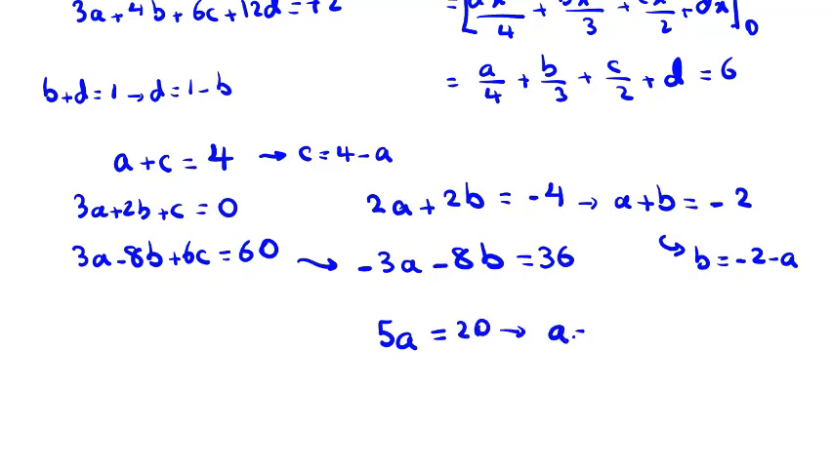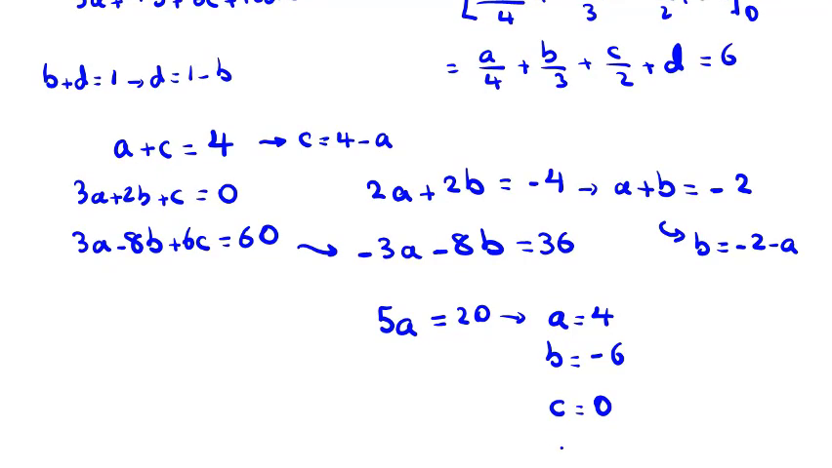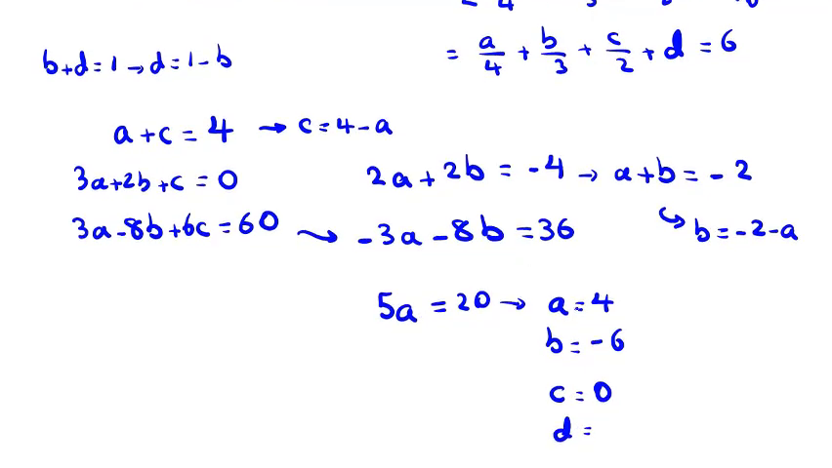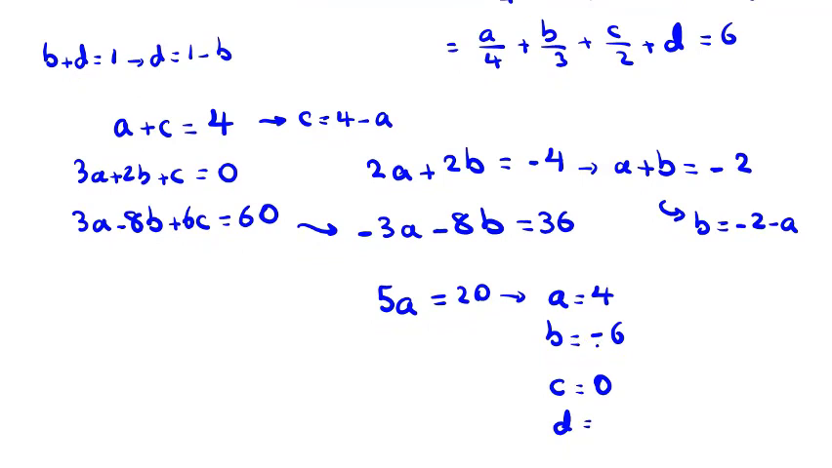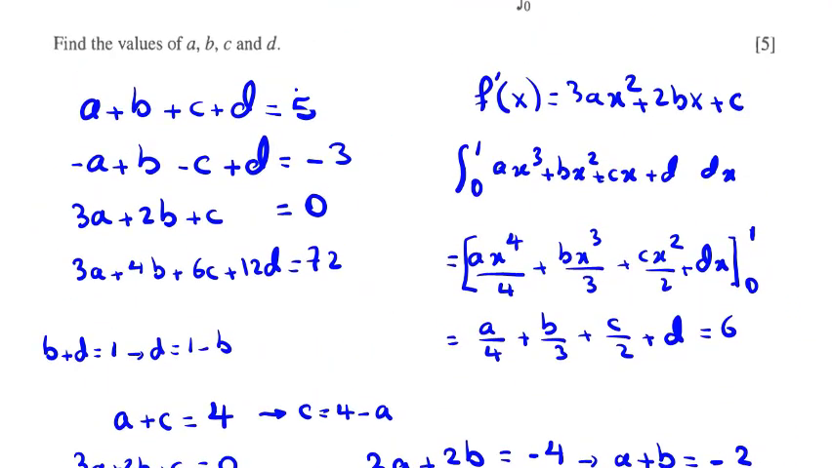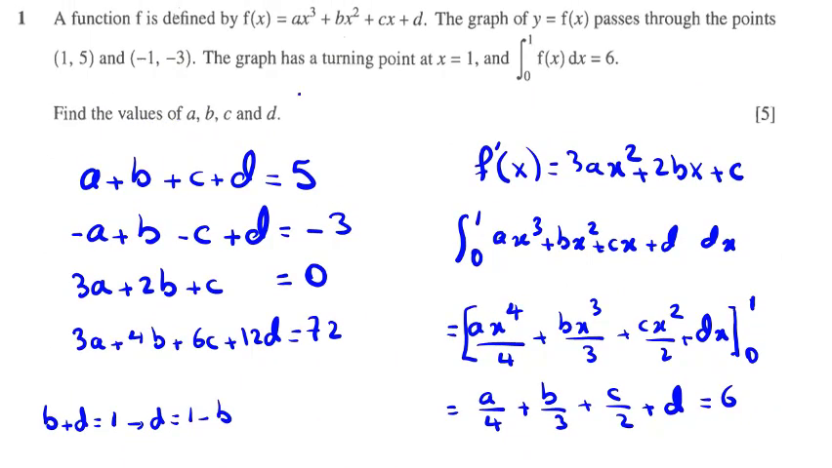So we can easily find the variables. a equals 20 over 5, which is 4. b equals negative 2 minus a, negative 2 minus 4, negative 6. c is 4 minus a, which will be 0. And d equals 1 minus b, which is 1 minus negative 6, 1 plus 6, 7. So we found all the variables a, b, c, d, and the problem wanted this.